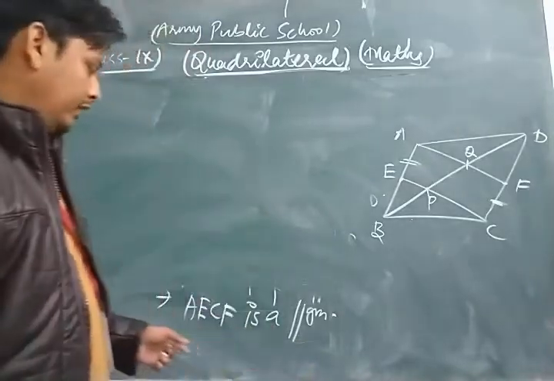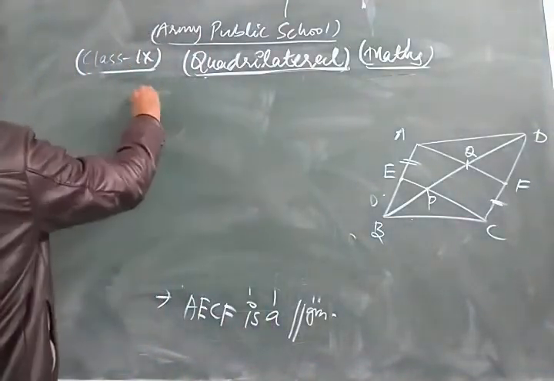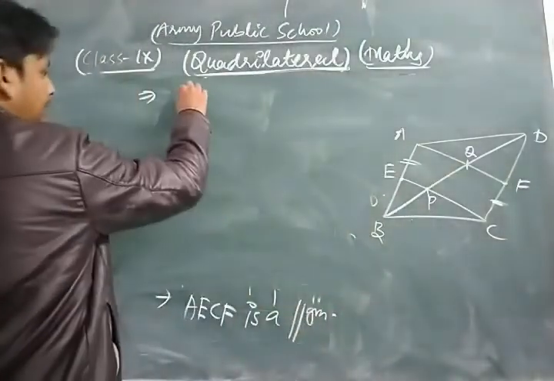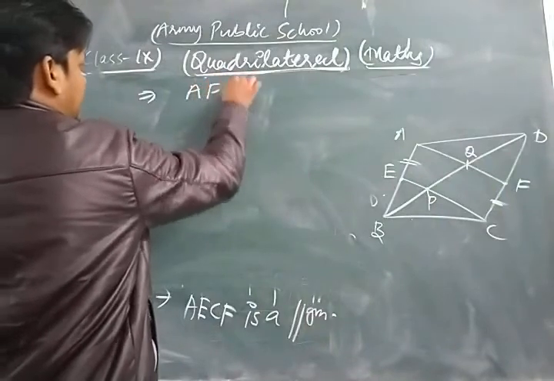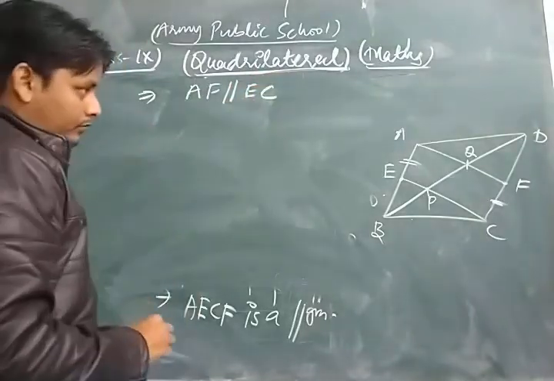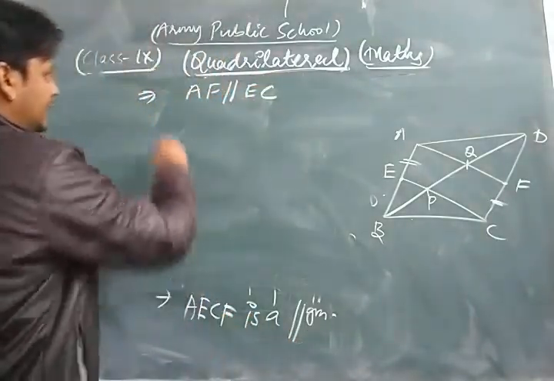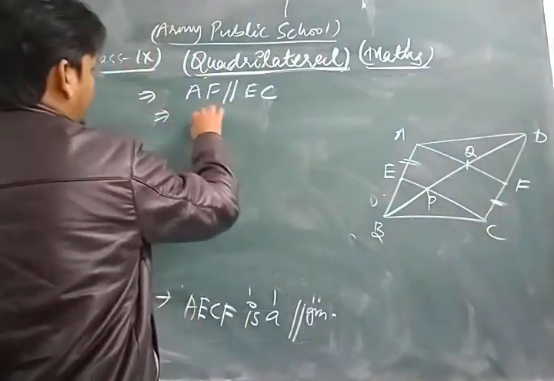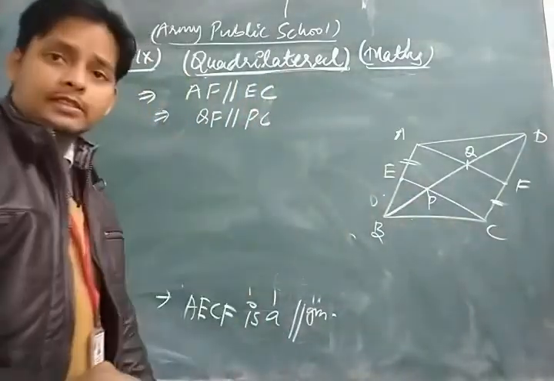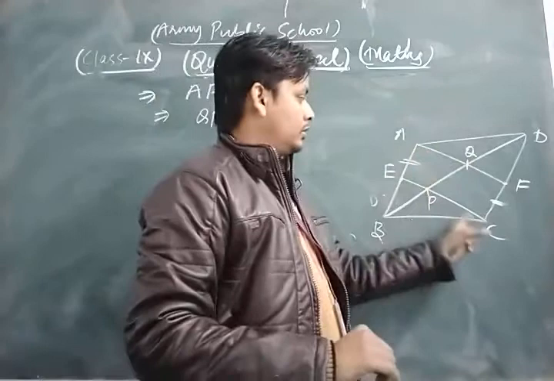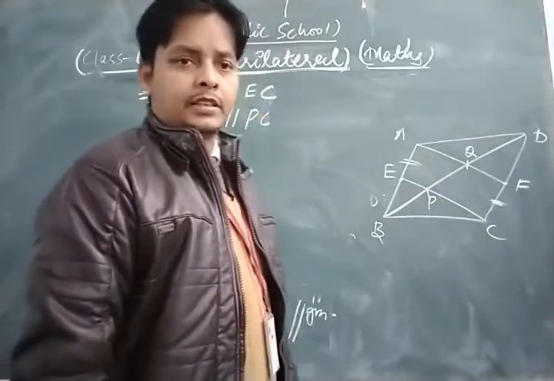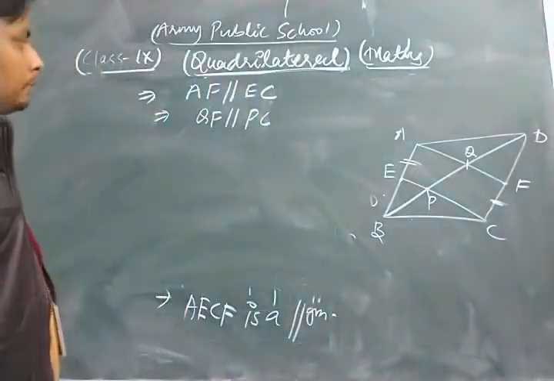Now look, we have shown that AECF is a parallelogram. This implies that AF is parallel to EC also. Because AF is parallel to EC, this implies that QF is also parallel to PC.